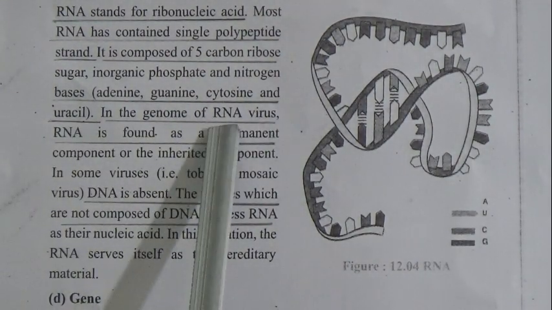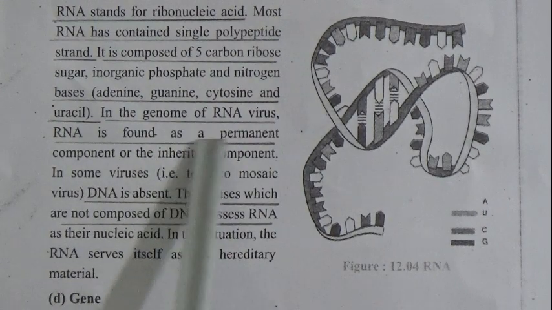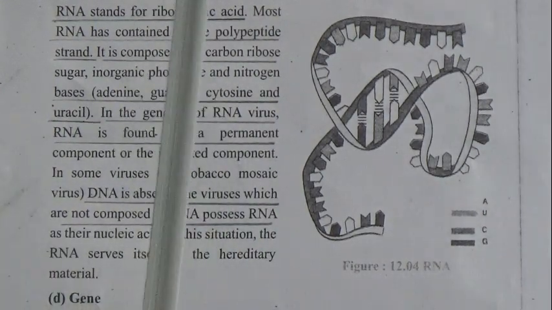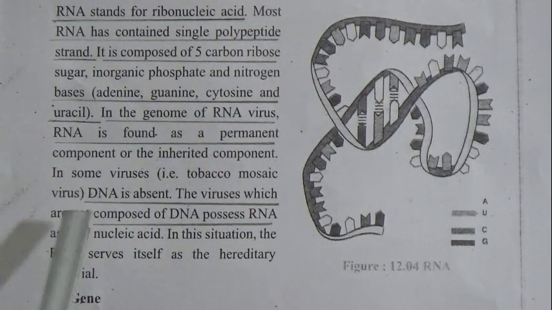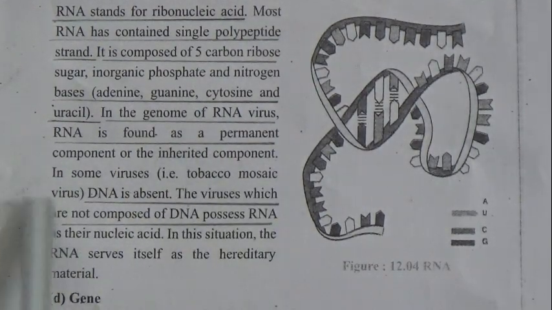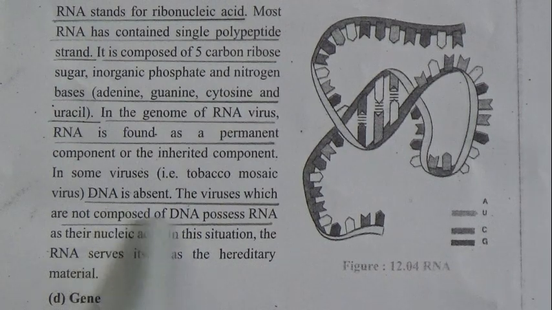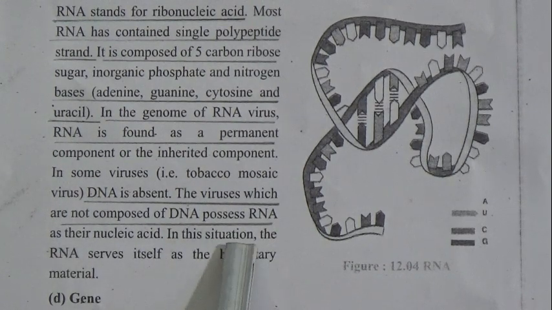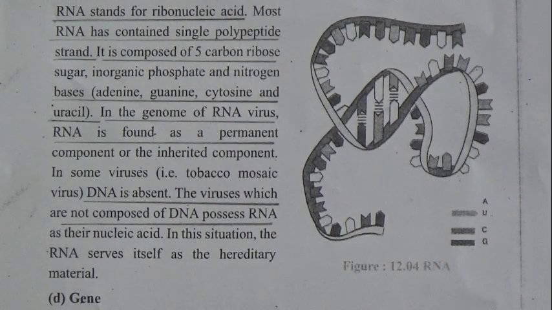In the gene of an RNA virus, RNA is found as a permanent component, the inherited component. In some viruses, like tobacco mosaic virus, DNA is absent. The viruses which are not composed of DNA possess RNA as their nucleic acid. In this situation, the RNA serves itself as the heredity material.